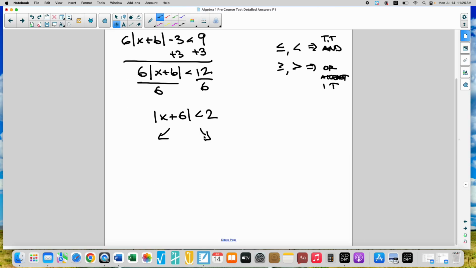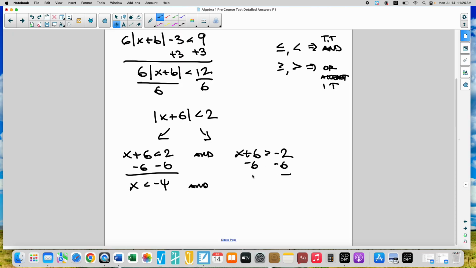Remember, this can have two statements. You can either do x plus 6 can be less than 2, and x plus 6 must be greater than -2. Remember, we have that positive and negative, and when we have that negative, when we multiply by a negative, we have to flip the inequality sign because inequality signs get interesting. And -6 minus 6, x is greater than -8.